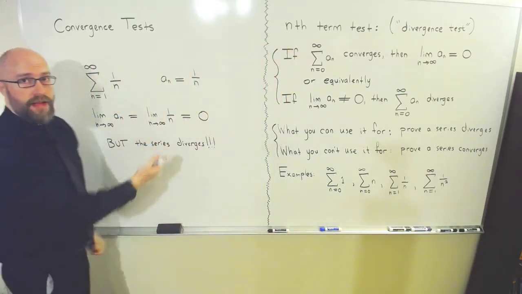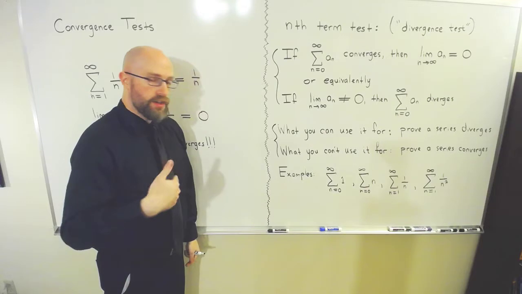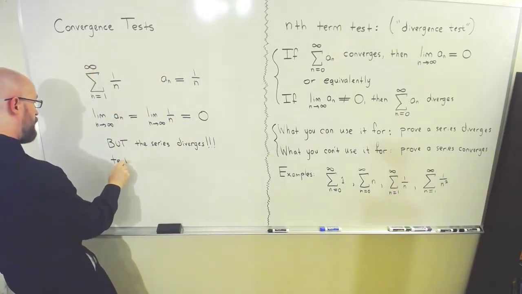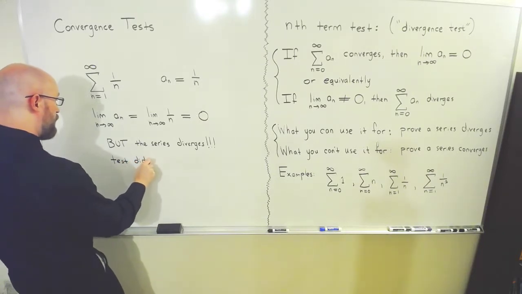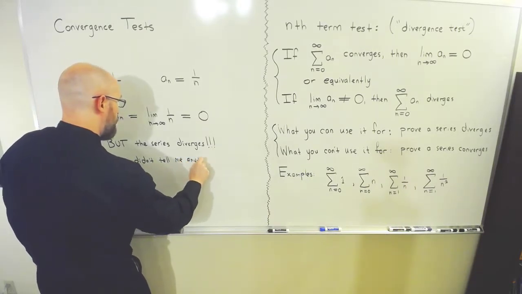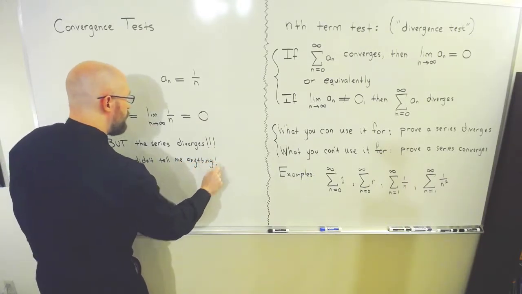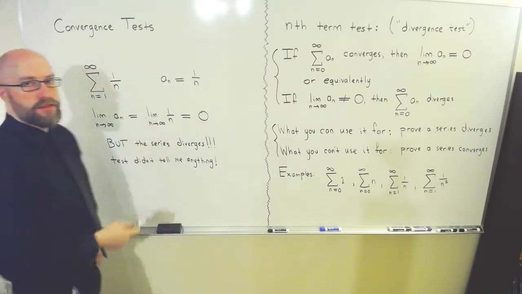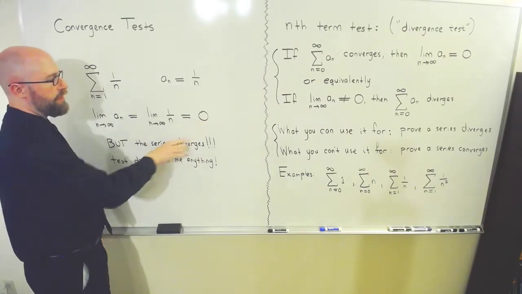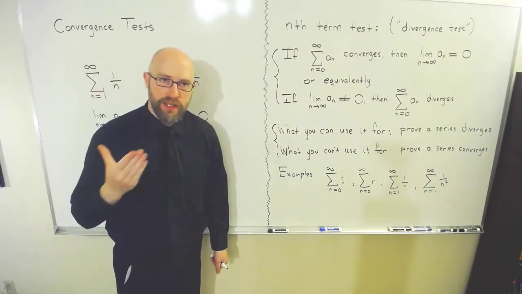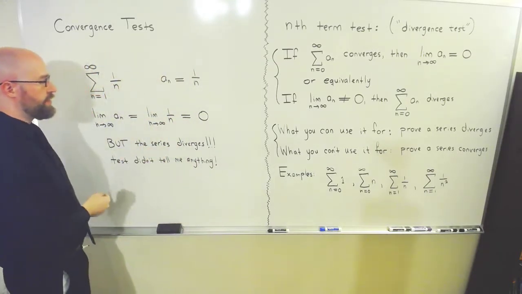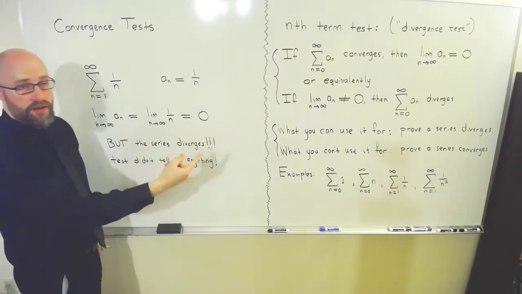So if you apply this test and you get a limit of 0, it doesn't tell you anything. So here the test didn't tell me anything. It didn't let me conclude whether it converges or not. Based on this test, it might converge because the limit is 0. This test doesn't rule out the possibility that it converges. We know on other grounds that it does not converge, it diverges. But this particular test won't tell you that.